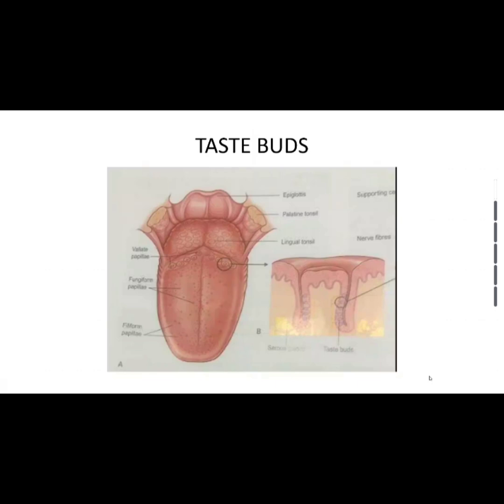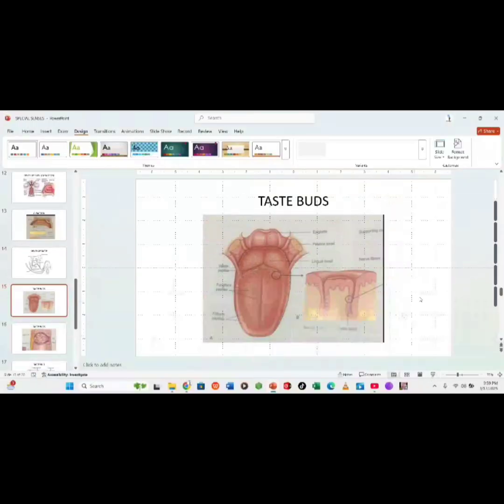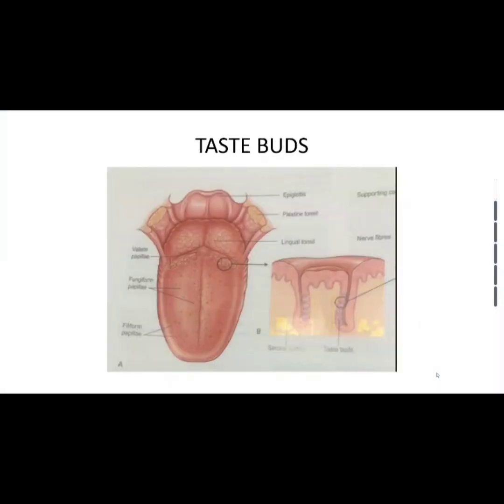There are what you call papillae, and at the posterior there is, for example, the lingual tonsil. You can see the vallate papillae, fungiform papillae, foliate papillae. All those are basically places where you will find the taste buds. And you can see the diagram of a taste bud there.